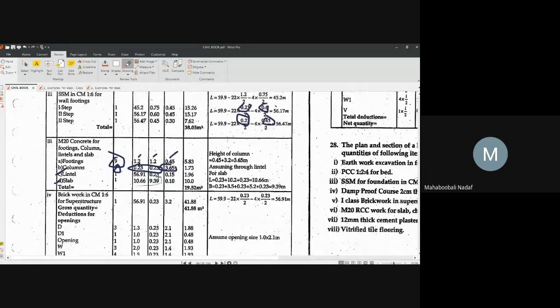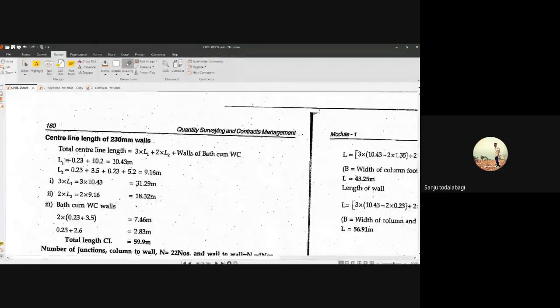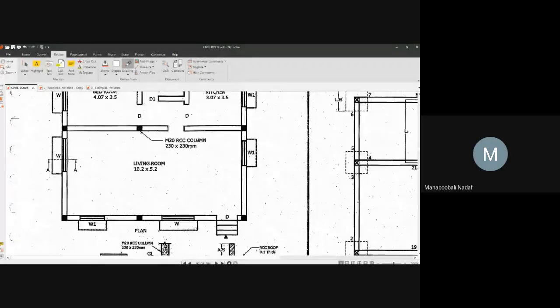Slab, how to calculate total? 10.66 into 9.39, outer to outer, no? 10.66, from where to where? This to this, outer side. 10.2 plus 0.23 plus 0.23. How much?